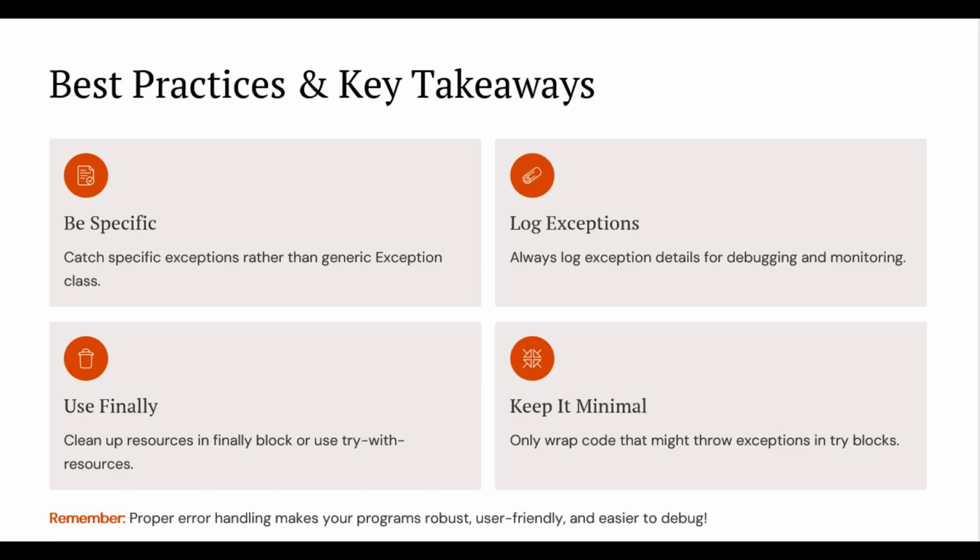To conclude, proper error handling is very important in Java programs. Some best practices to remember are: always catch specific exceptions instead of using a general exception. Always log the exception details for debugging. Use finally or try-with-resources to clean up resources. Only place risky code inside the try block. If we follow these practices, our program will be more robust, user friendly, and easier to maintain.